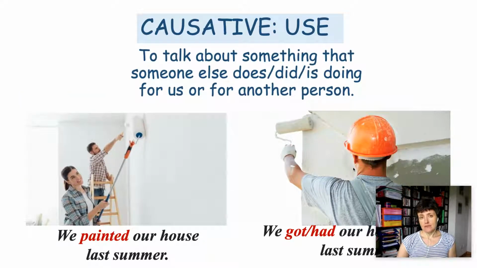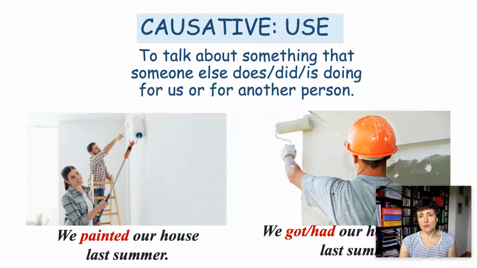So the causative is when you don't do things on your own. Even if you could do them, you ask someone, usually a professional, to do them for you. For instance, here you see that they say we painted our house last summer. And of course you can take everything you need and paint your house. Or you can get somebody to paint the house for you. So you can say that we got our house painted last summer.